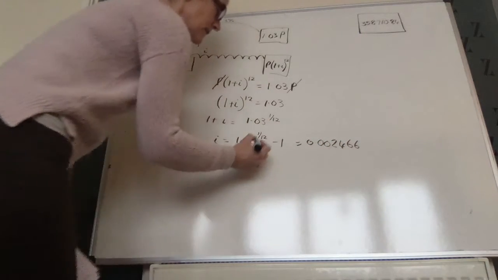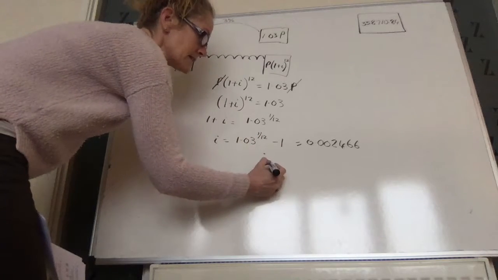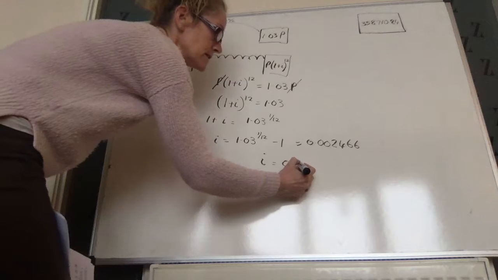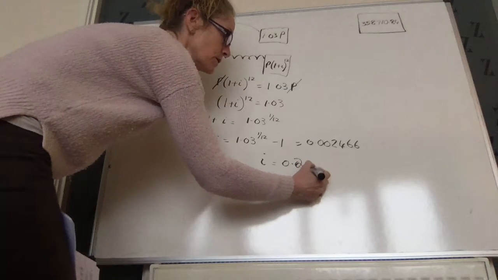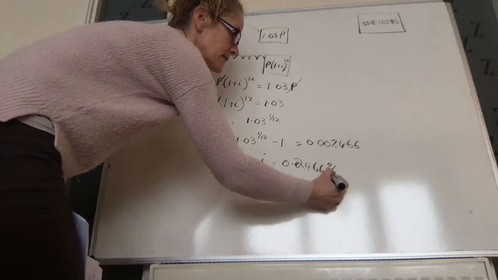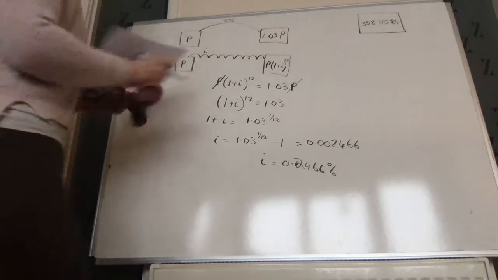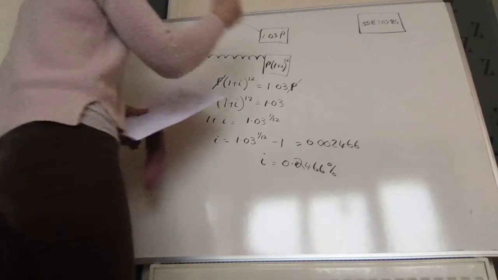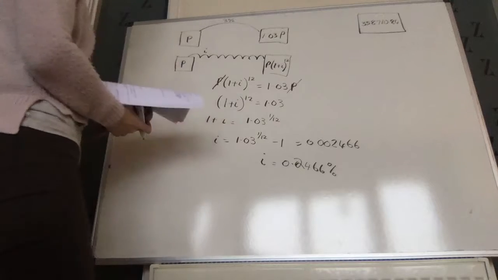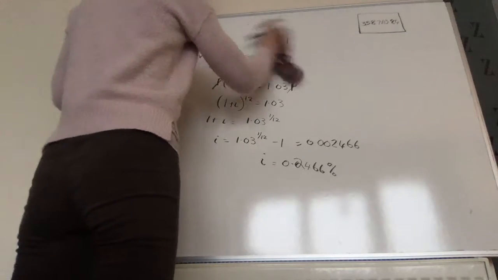which turns out to be 0.002466. Now, that is the interest rate as a decimal. The interest rate as a percentage is 0.2466%. Okay, so that's the answer. So the monthly equivalent rate of 3% per year is 0.2466%.